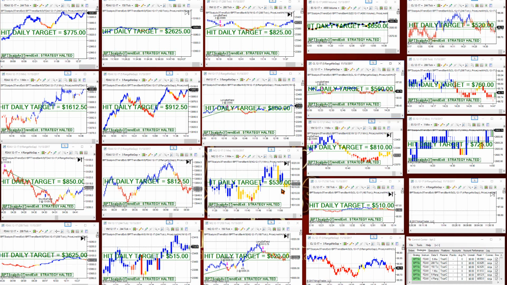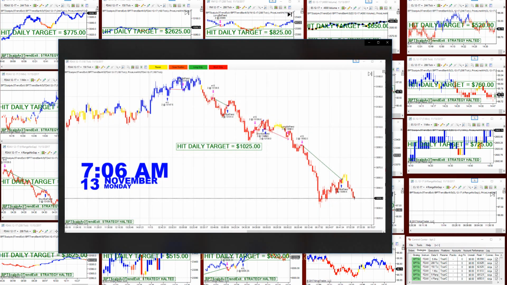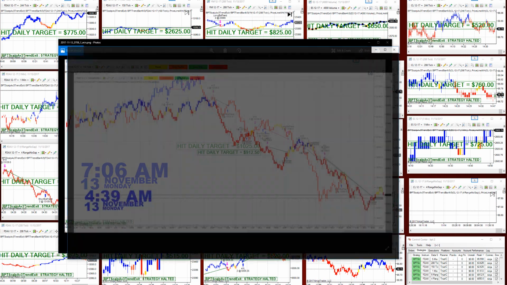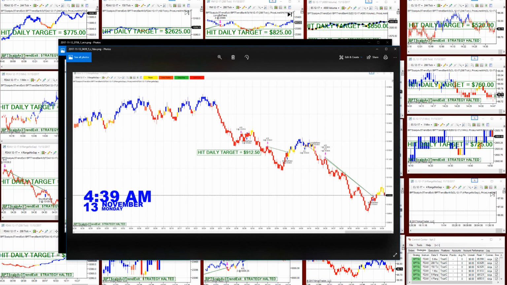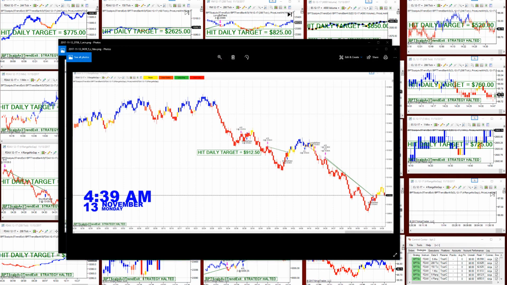So this is what happened today, and I would like to show as an example today on the DAX 150 ticks. We were done at 7 o'clock Eastern time. The DAX on a 5 range, those are the same charts you have looked at right now. At 4:39, we were done with 912.